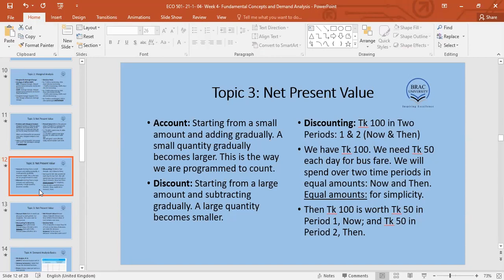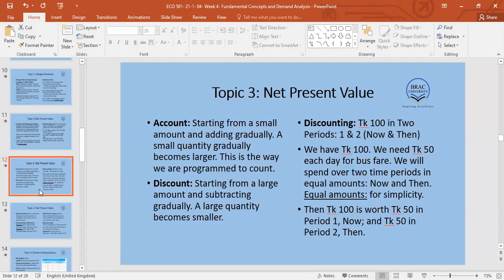Yes, sir. Accounting means we start from a small value and we carry on adding. Discounting is just the opposite. We start with the 500 taka or 1000 taka. If our discount rate is say 10%, in every time period we deduct 10% of its value. Then at the beginning of the next time period, we deduct another 10%. Gradually it decreases. This is why it is called discounting.